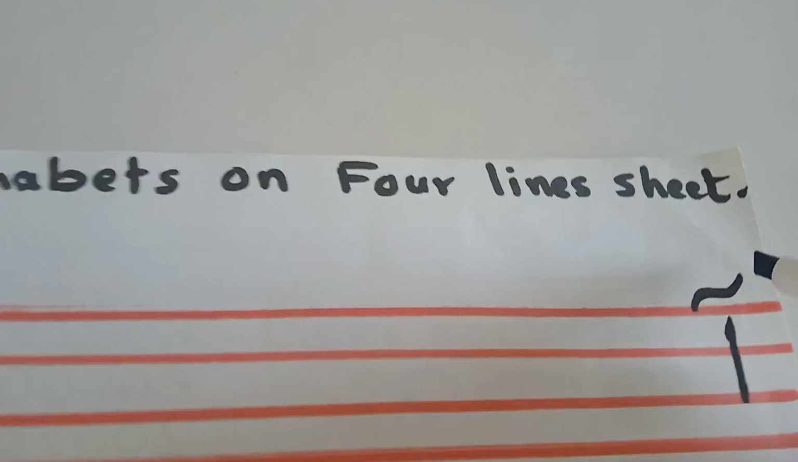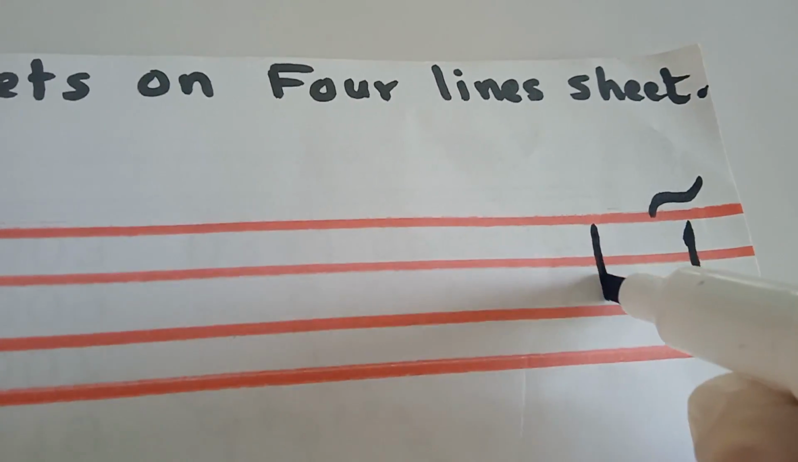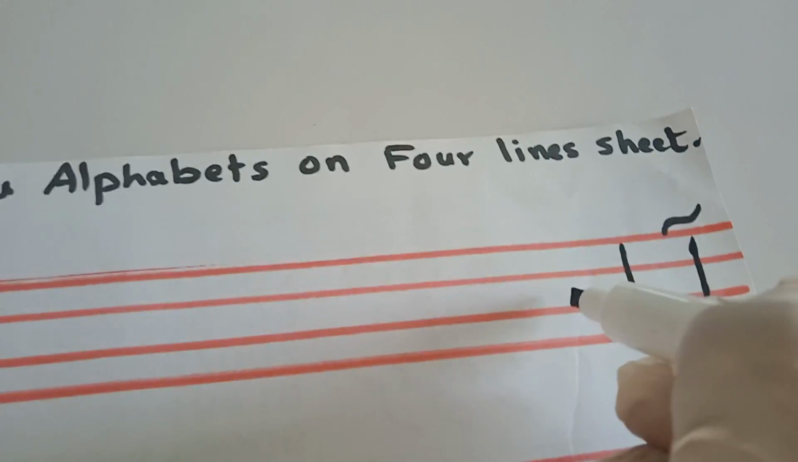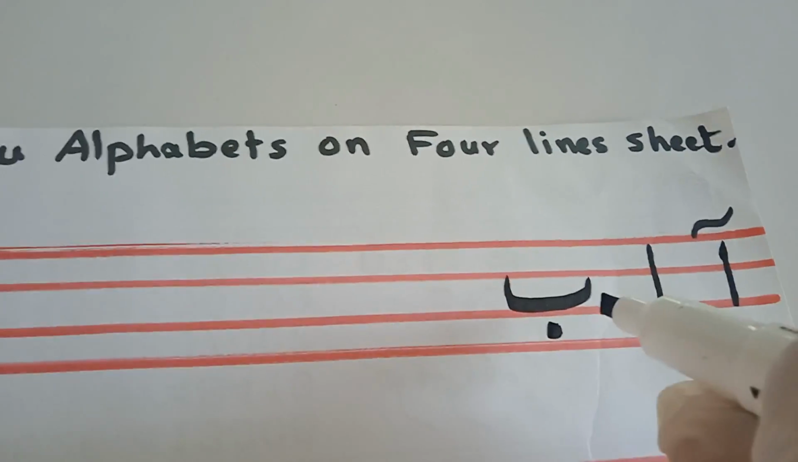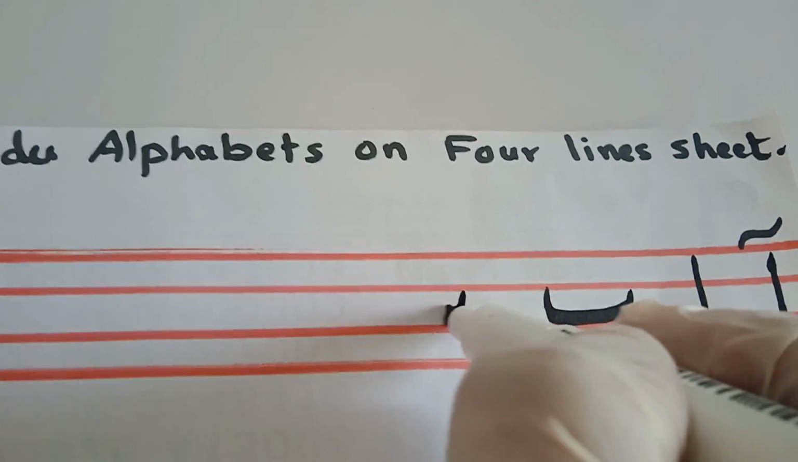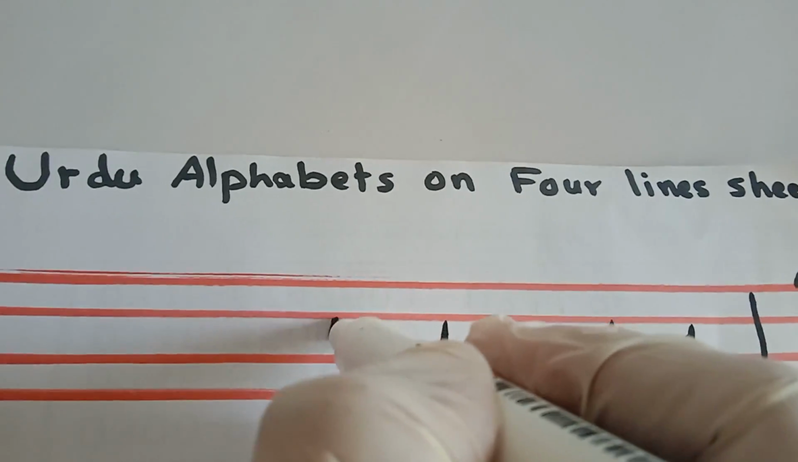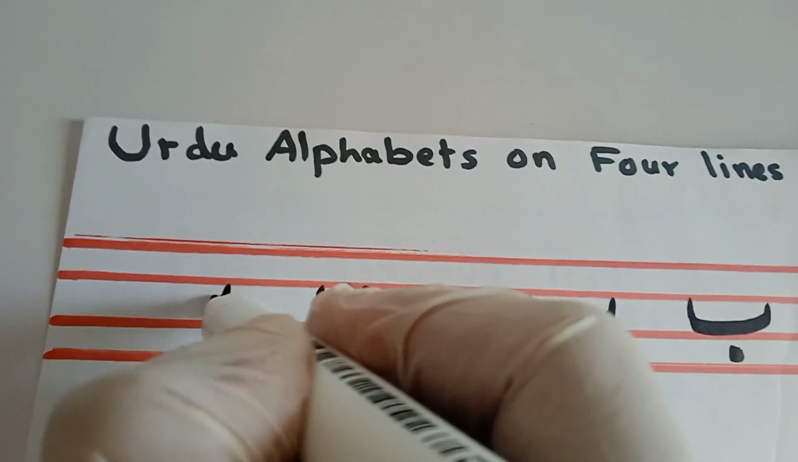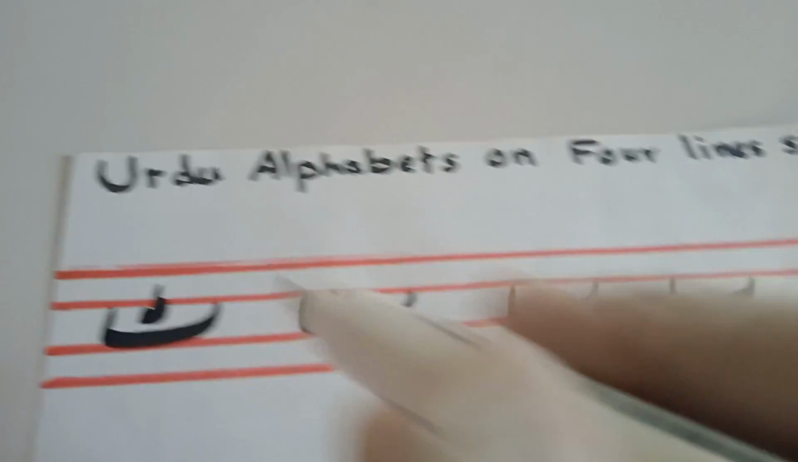Next word is Alif in upper 3 lines. Next word is Be in middle 2 lines. Be in middle 2 lines. Te in middle 2 lines.